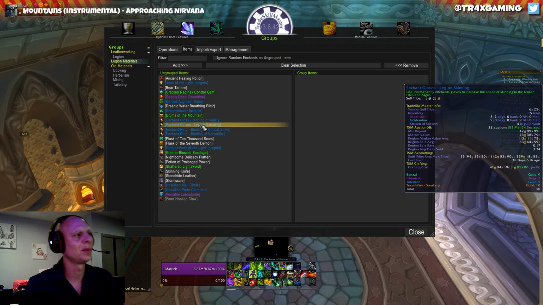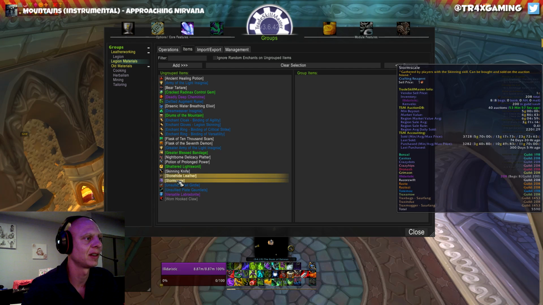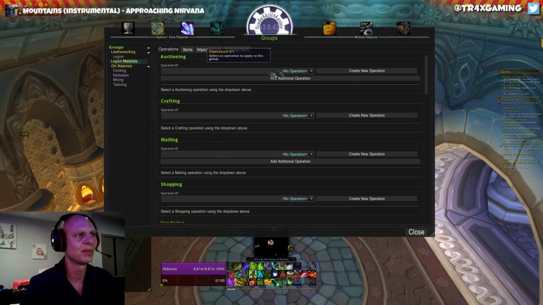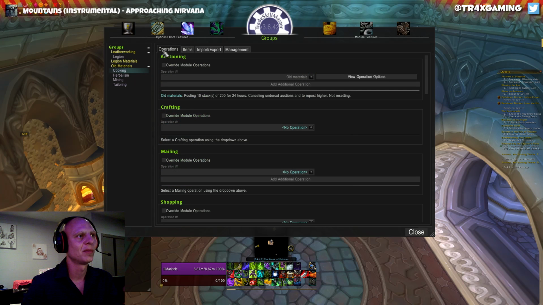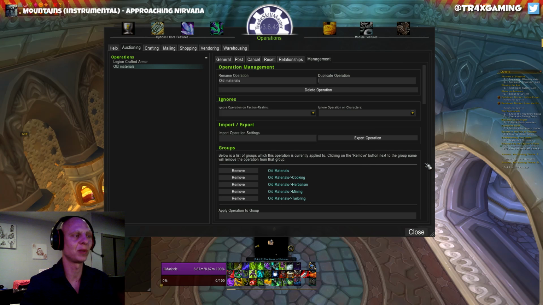And what I can do is put Stonehide Leather and Storm Scale in. I could make subgroups for this as well, which I'm not going to do. I'm going to make an operation. So when you see here in this operation, I have the old materials one. I have vendor sell, average DB market, and 50% DB region market. So I'm going to duplicate this to Legion materials.